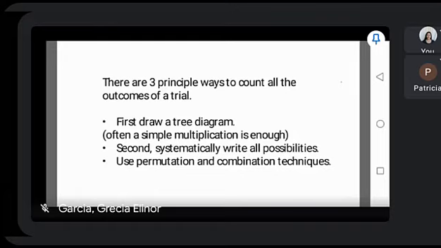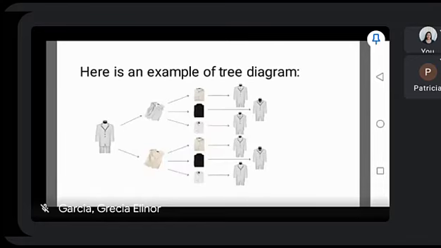There are 3 principal ways to count all the outcomes of a trial. First, draw a tree diagram. Second, systematically write all possibilities. And third, use permutation and combination techniques. Here is an example of a tree diagram. We use the tree diagram to display all the possible outcomes of an event. Each branch in a tree diagram represents a possible outcome.